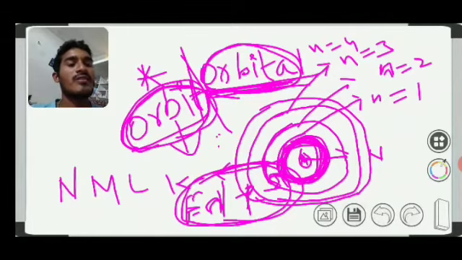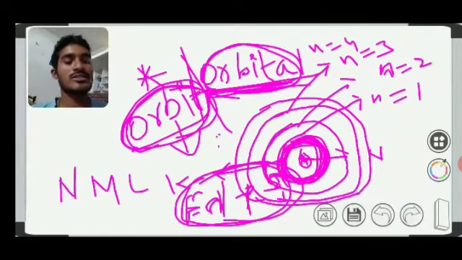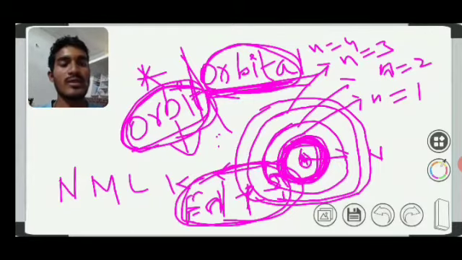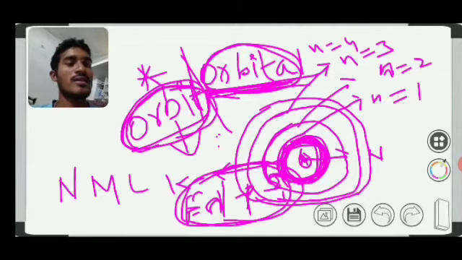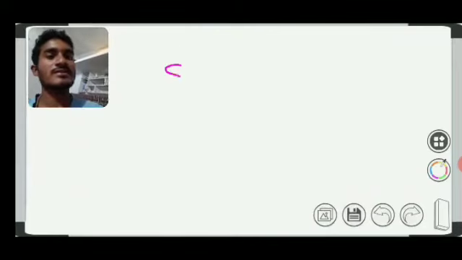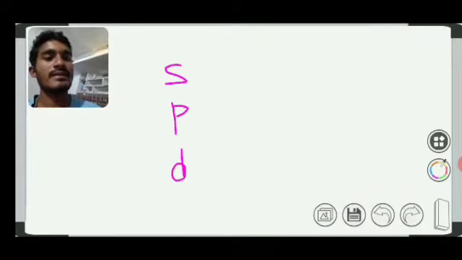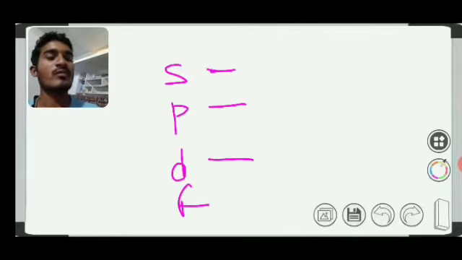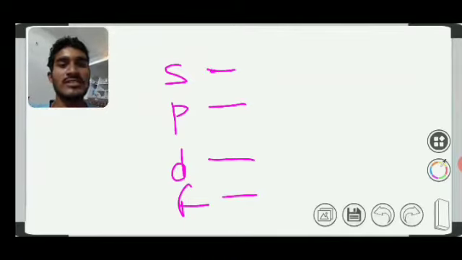Now we will see the shape of the orbitals, how many electrons are present in the orbitals, and how many electrons are there in the shell. Next, s, p, d, f. These are orbitals. Four types of orbitals we are seeing today.